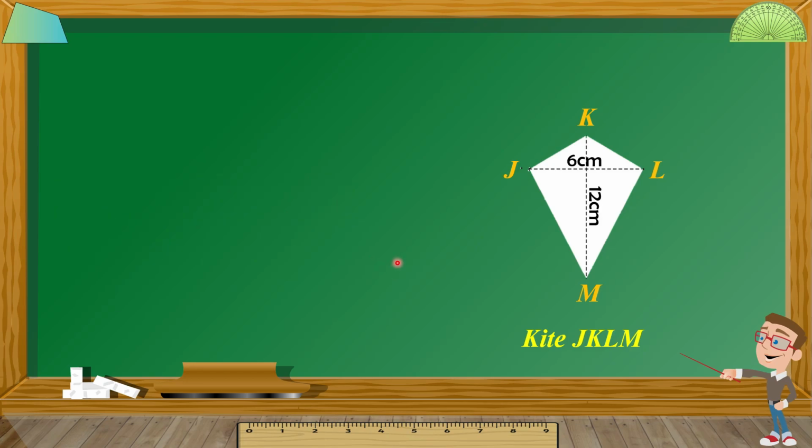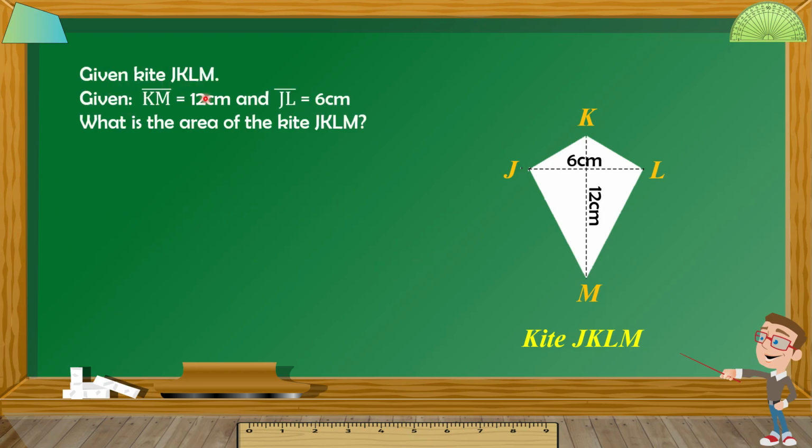So, bigay tayo ng example dito. Given kite JKLM, given diagonal KM is equal to 12 cm and diagonal JL is equal to 6 cm. What is the area of the kite JKLM? So, yung mako-construct nating equation dito ay mag-base tayo dun sa theorem natin na kalahati nung product nung lengths ng mga diagonals niya. So, yung magiging equation natin ay yung area ng kite is equal to 1/2, kasi di ba may binanggit doon na half. And the product of the lengths of the diagonals. So, we have diagonal KM and diagonal JL.